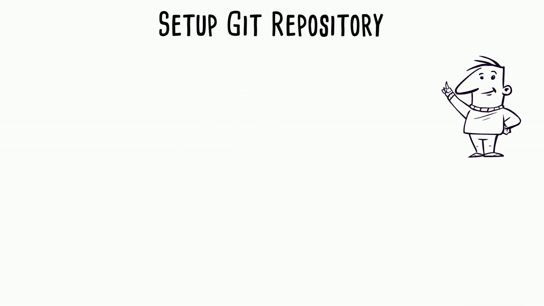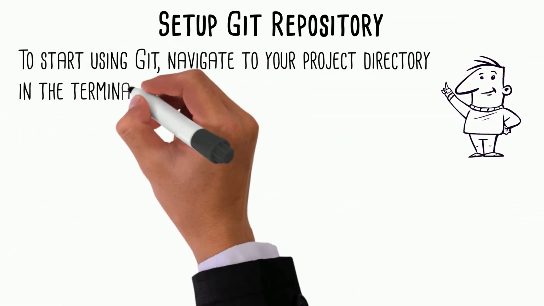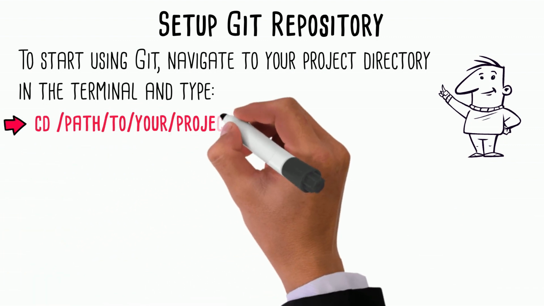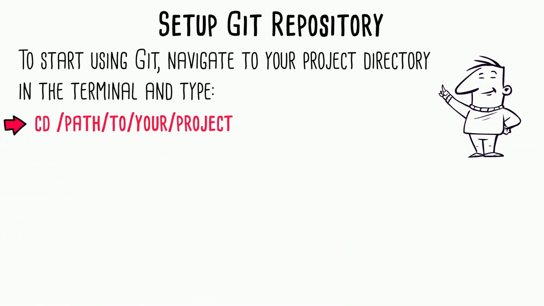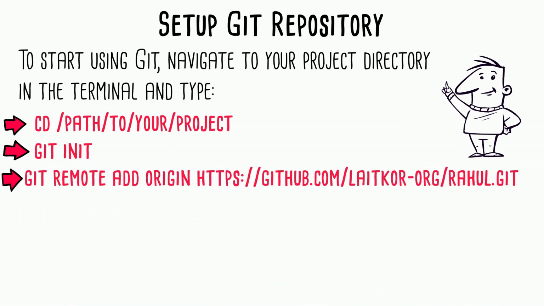Now it's time to set up your Git repository. To start doing that, navigate to your project directory in the terminal and type cd, your project path. Now when you are inside the project, type git init. This will initialize Git inside your project. After that, we need to add the origin. To do that, type git remote add origin and the repository path.